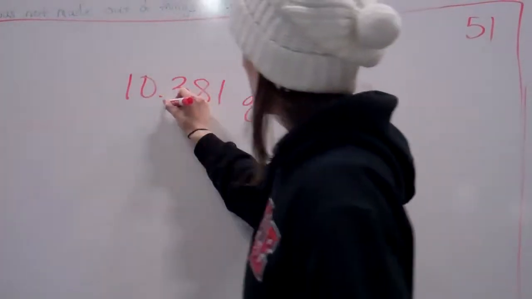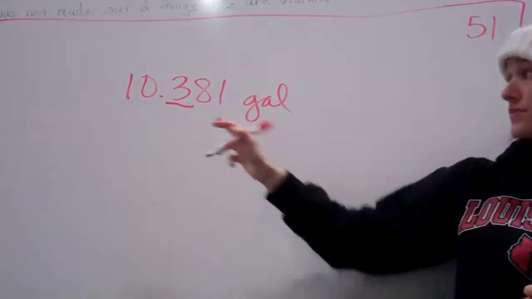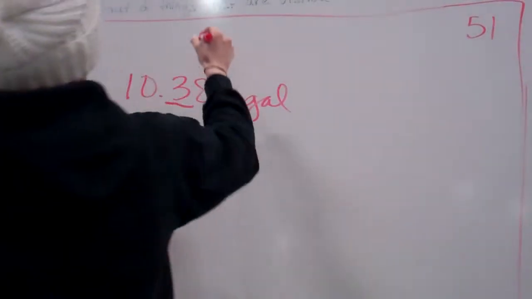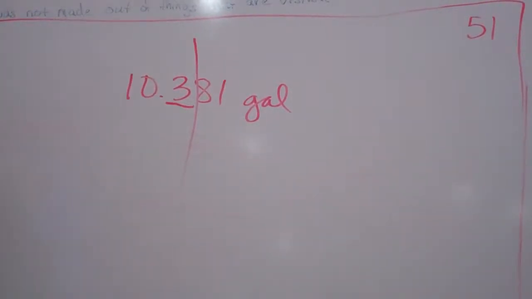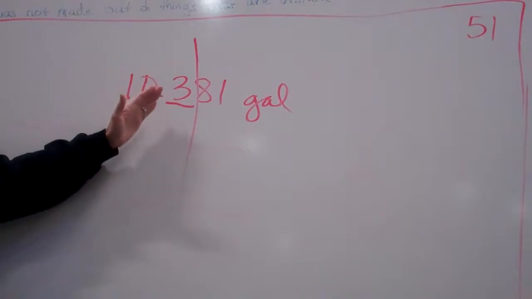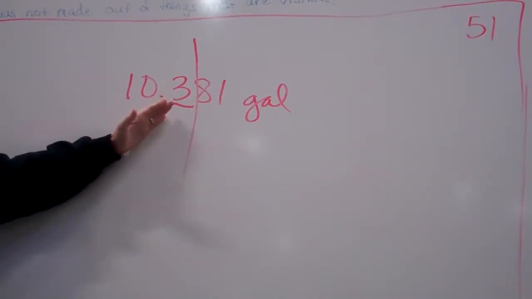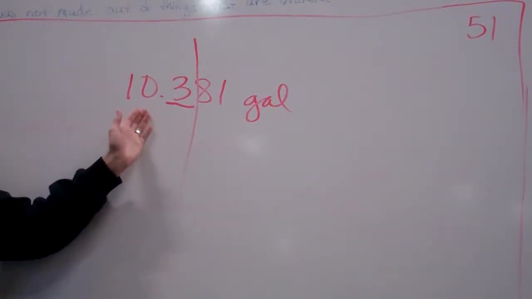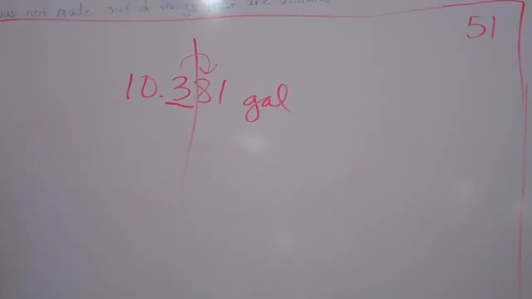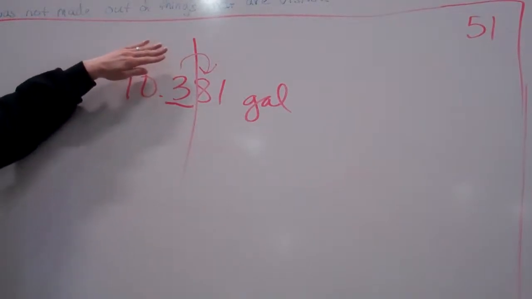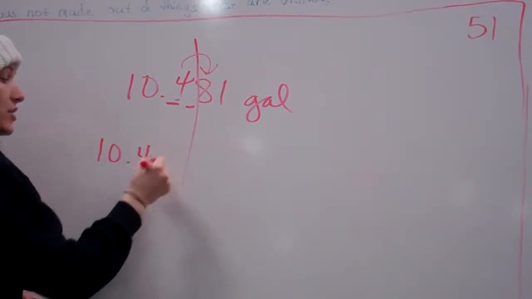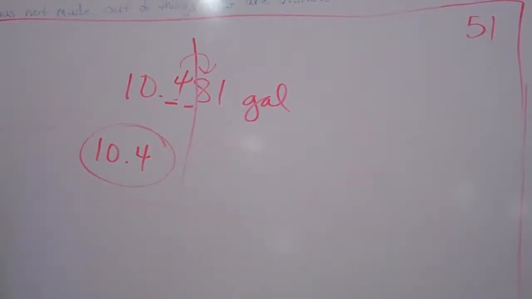This is the tenth spot. They're wanting me to round it to the tenths. So I'm stopping after that number. Do I need to round up or leave it? Why? Very good. The 8 is higher than 5. It's 5 or higher. So we would change this 10.3 to 10.4. And the final answer would be that if we rounded it to the tenth.